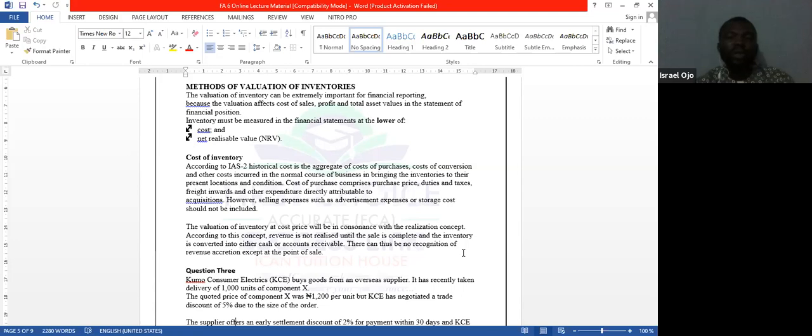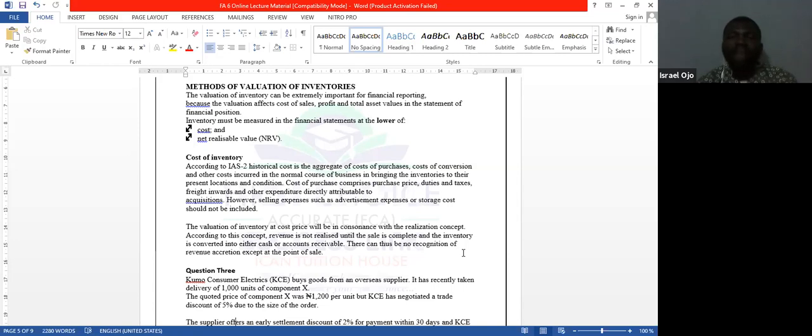So cost of inventory, according to IAS 2 and IAS 16, which is PPE, actually has a similar way of recording the cost of an asset and the cost of inventory. According to IAS 2, historical cost is the aggregate of what? Cost of purchase, cost of conversion, and other costs incurred in the normal course of business in bringing the inventory to their present location and condition.